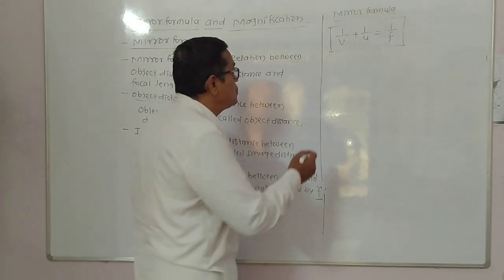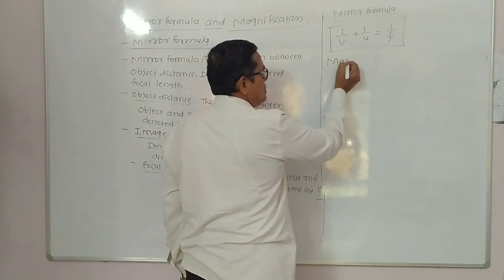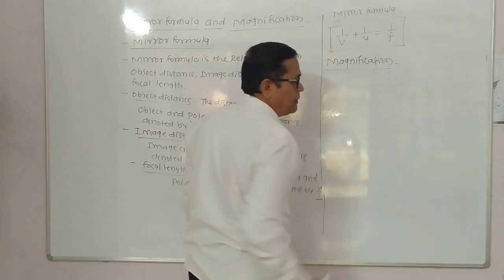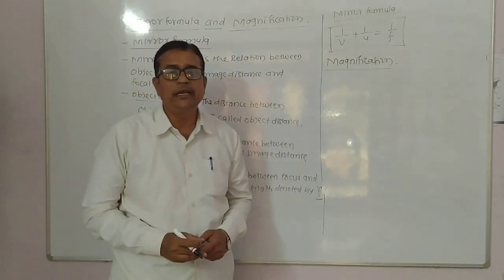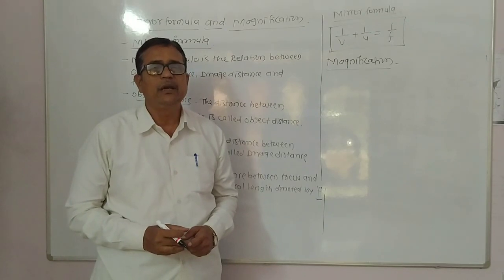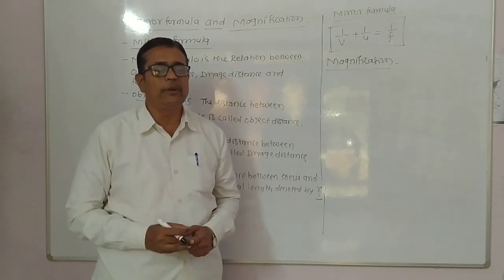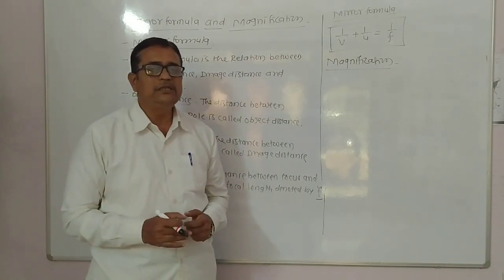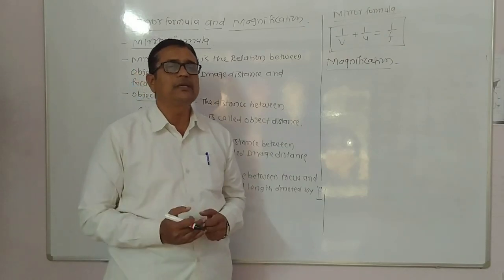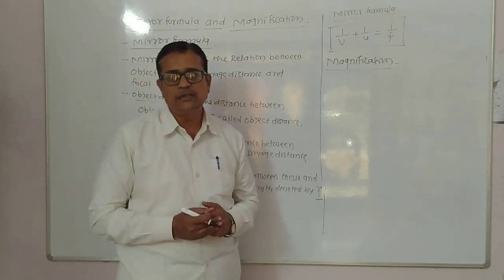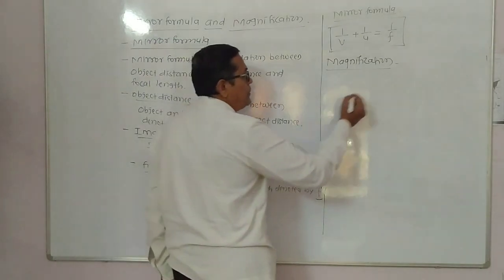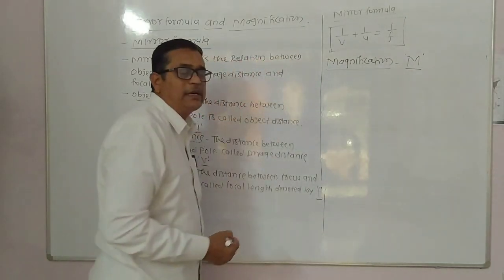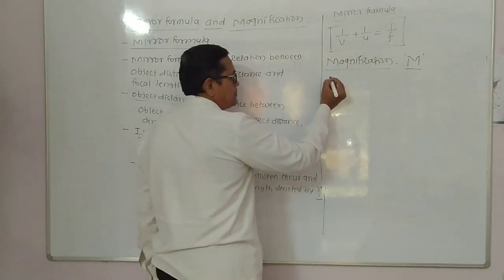Then what is magnification? Magnification by mirror. You know, magnification is a comparison between the height of object and height of image, or size of object and size of image. It tells whether the image is larger than the object, smaller than the object, or the same size as the object. Magnification is denoted by capital M. And it is the ratio of two heights.